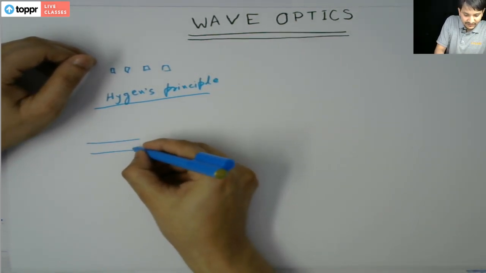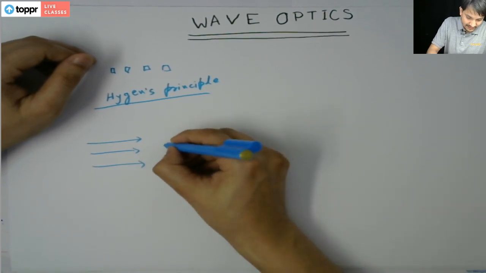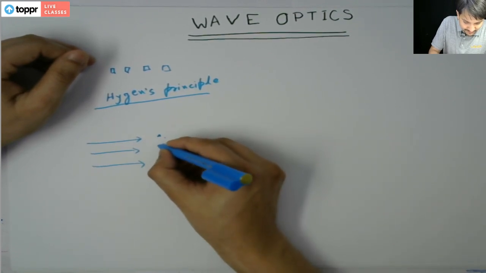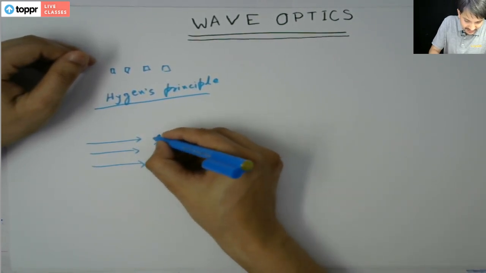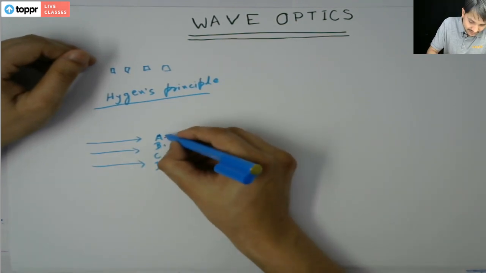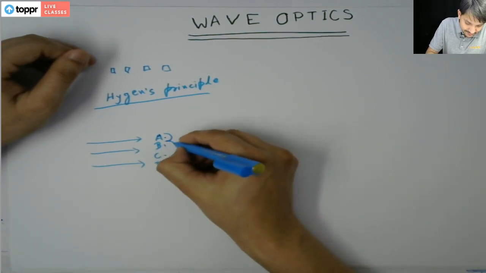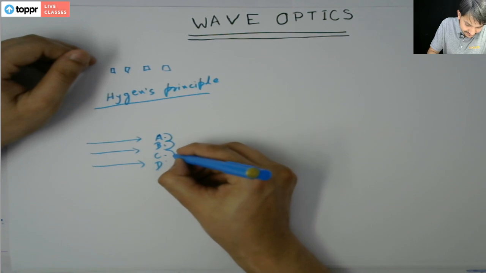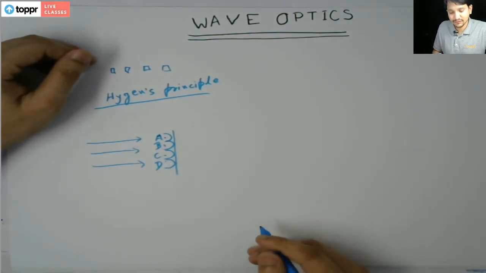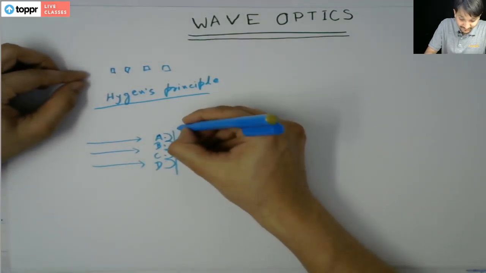So consider a wave moving like this. Consider any point in this. So here is a point. Let's say we name the points A, B, C and D. So each point is a wave; each point is a source of wave. From every point a wave is starting, and you can see a new waveform is forming. Wherever the new wave has formed is a new wavefront.